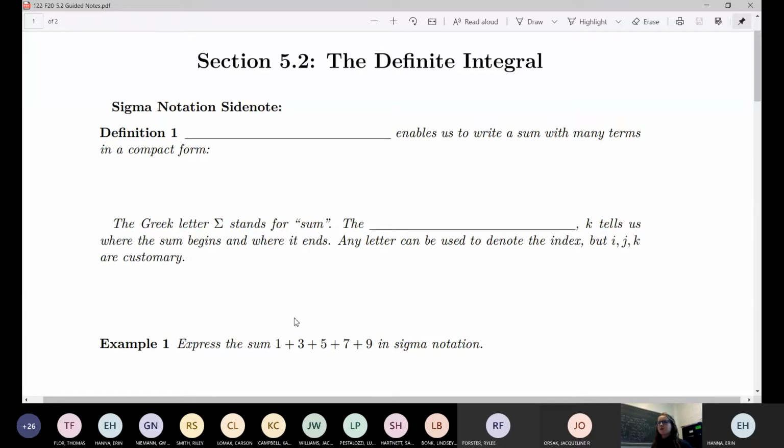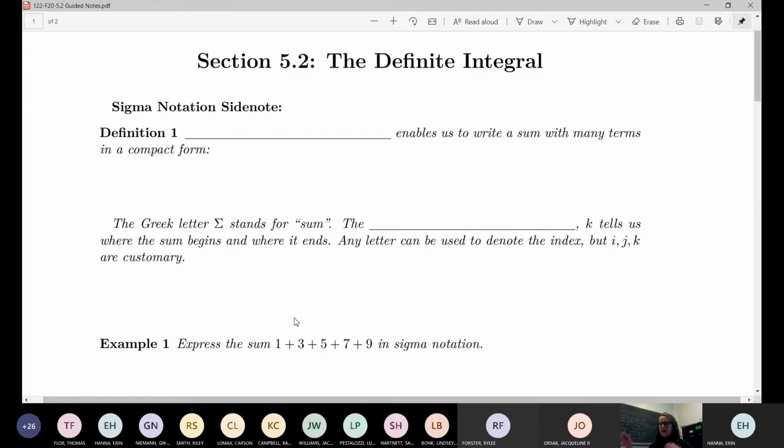So what was I saying? 5.2 is a weird section because the main point of it is just setting up a definition. So we don't do a lot with the material in 5.2, but get a definition out of it. You'll kind of see what I mean.